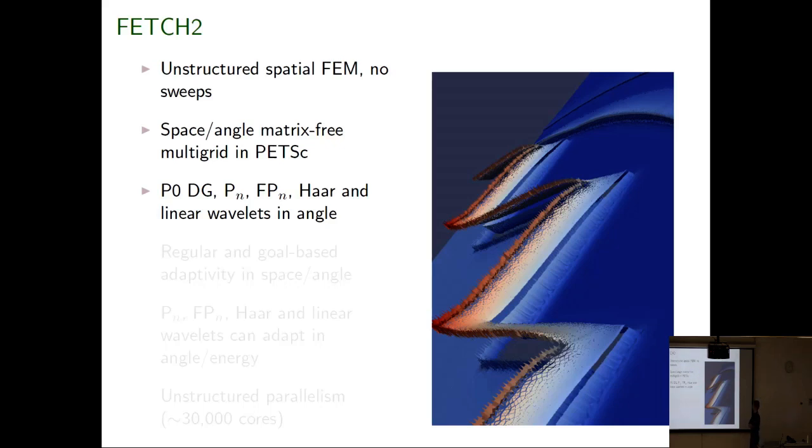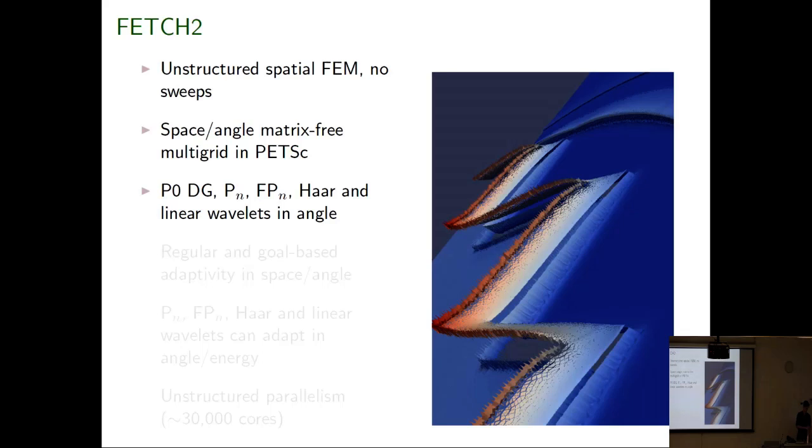So we do some peculiar things in angle for radiation transport. So we do P0 DG like everybody else. We also use spherical harmonics methods, which are a series of high-order polynomials on the sphere. So if your problem's smooth, you get nice convergence. We do filtered versions of them. And we also do a bunch of different wavelets in angle for various reasons.